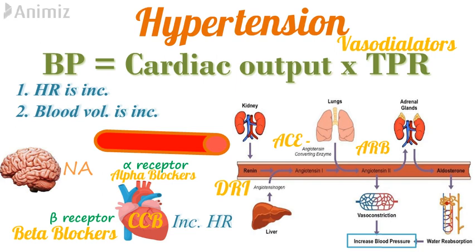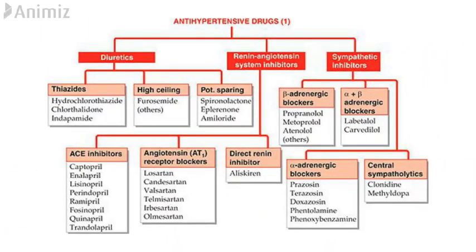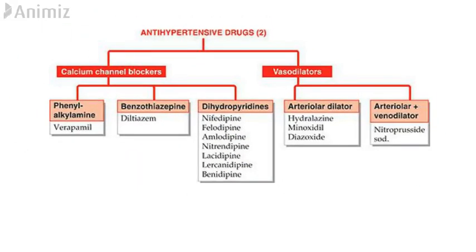And then we have diuretics, which increase the water and sodium excretion from the body, which in turn reduces the blood volume and hence the blood pressure of the body. Here you can see different drugs which come under these classifications of antihypertensive drugs. So guys, this was a brief about understanding the basis of classification of antihypertensive drugs.